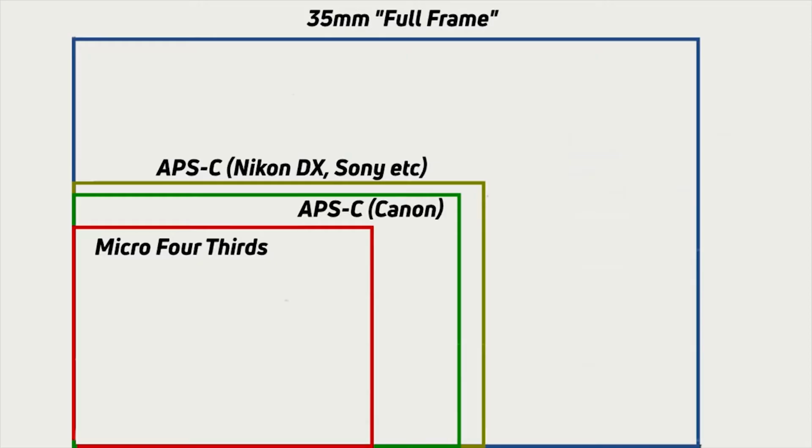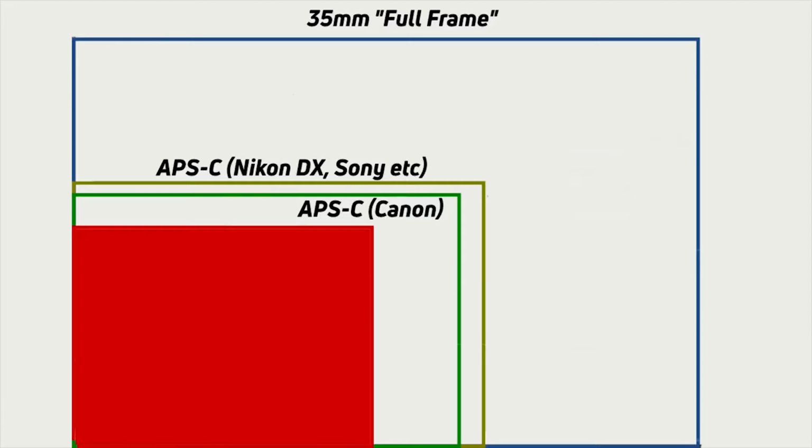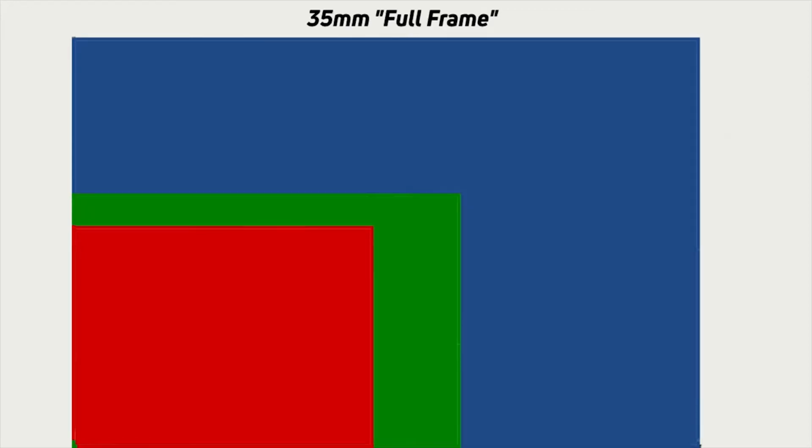So here is a quick chart to show you the difference between micro four thirds, APS-C and full frame. And as you can see, full frame is the biggest, and then APS-C is next, and micro four thirds after that. So there is a big area difference between, let's say, a full frame and a micro four thirds. An area, of course, means more space for pixels and for light to be captured by those pixels.